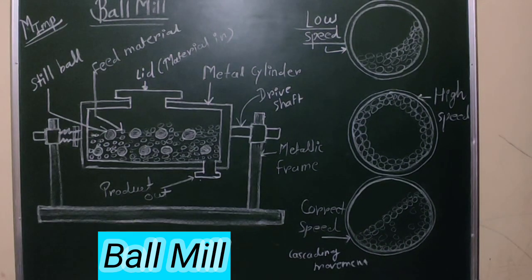The ball mill works on the principle of impact and attrition. What is meant by impact?